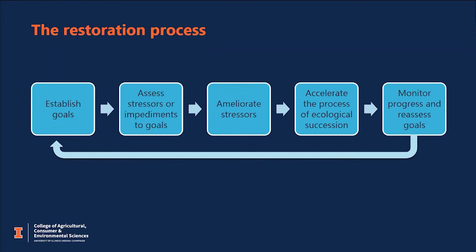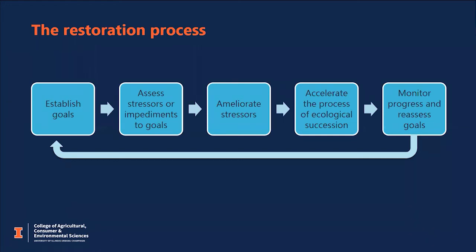And once that hydrology is restored, the next step is then to accelerate the process of ecological succession. Sometimes wetland restoration relies on plants to naturally colonize the site, but often it involves planting species that wouldn't otherwise naturally recolonize very quickly. And that can jumpstart the process of succession and more rapidly establish desired vegetation communities. And then finally, and ongoing, monitoring and maintenance of the site.